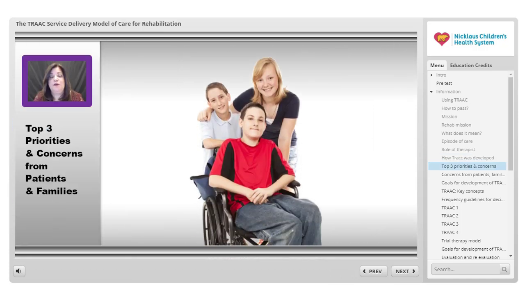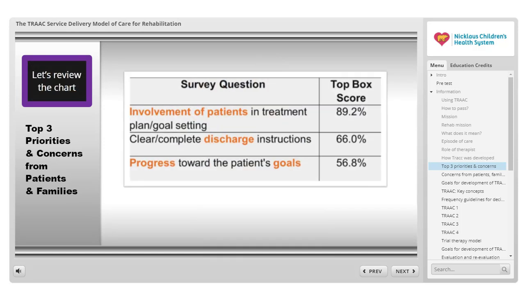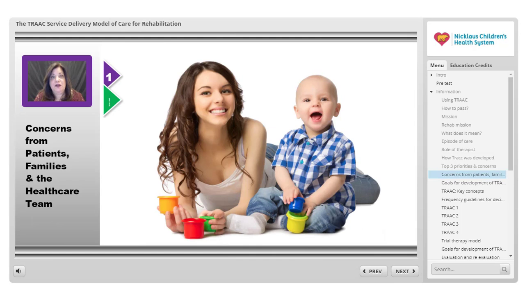We noticed that there were three main concerns from the families. The first concern was the families wanting to be involved in the treatment plan and goal setting. Secondly, they wanted complete and clear discharge instructions. And thirdly, they wanted to be kept in the loop with regards to the progress towards the patient's goals. Click on each number to learn more about the concerns from the patients, families, and the healthcare team.